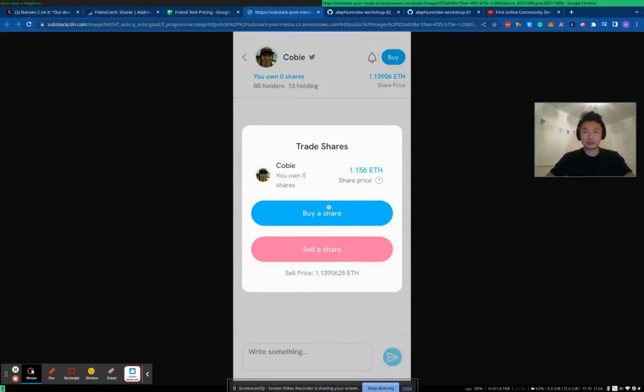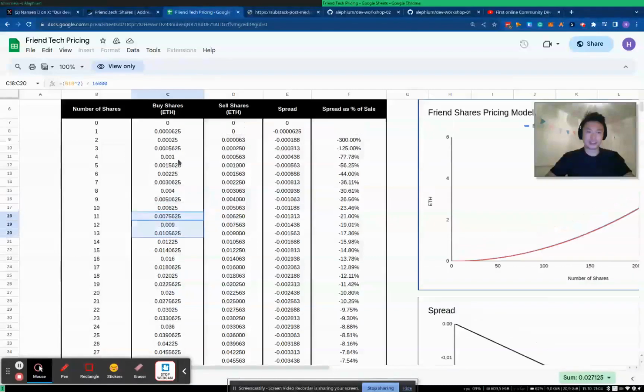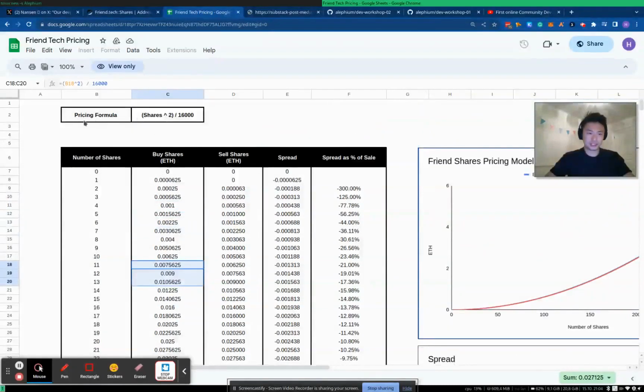So we mentioned before that the price of the share has a direct relationship to the number of outstanding shares. For example, if you have 10 outstanding shares, like right now Kobe has 10 people holding the shares, versus when there's 100 people holding the shares, the price will grow exponentially. And here is the exact formula to calculate the price based on the number of outstanding shares.